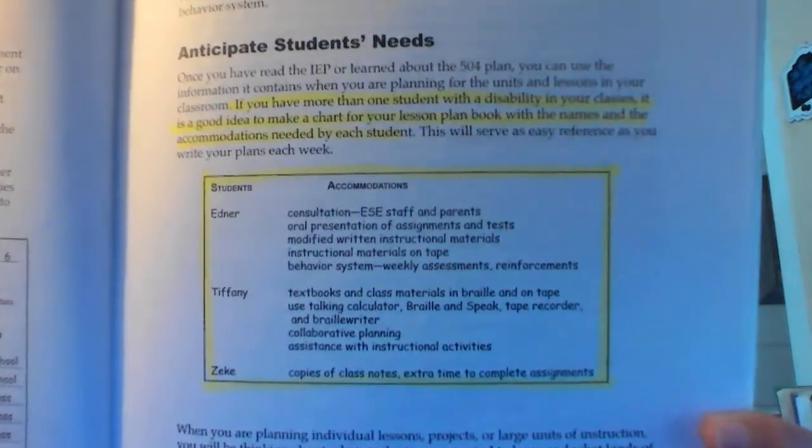It says if you have more than one student, this was actually a tip. So, anticipating your students' needs. If you have more than one student with a disability in your class, it's a good idea to make a chart for your lesson plan with the names and the accommodations needed by each. This will serve as a reference. So I thought that was a really, really good tip that was in the book. So you can go back and just reference it.